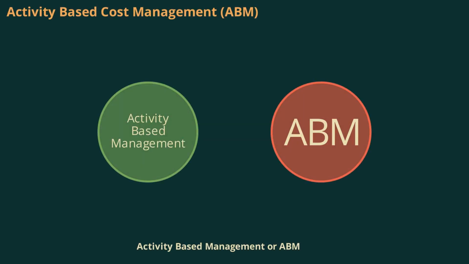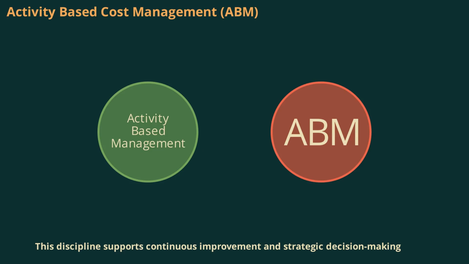Activity-based management, or ABM, extends ABC by focusing on managing activity to improve value for customers and profitability for the company. ABM uses cost information from ABC to analyze cost drivers, eliminate non-value-added activity, and measure performance. This discipline supports continuous improvement and strategic decision-making, helping organizations do the right thing and do things right.